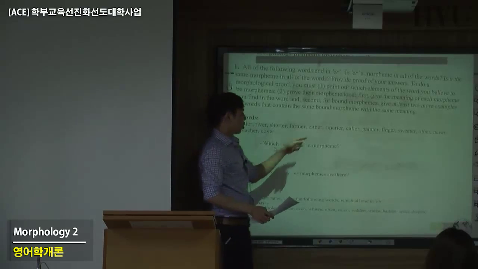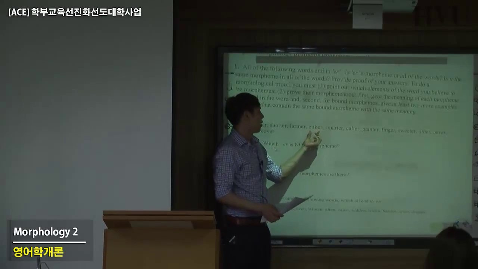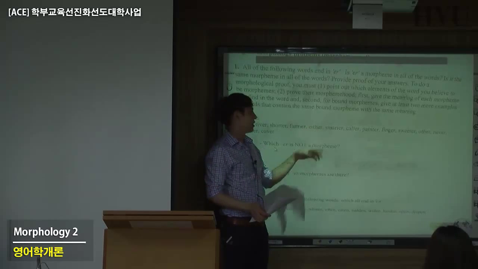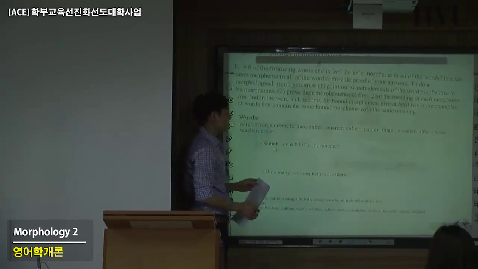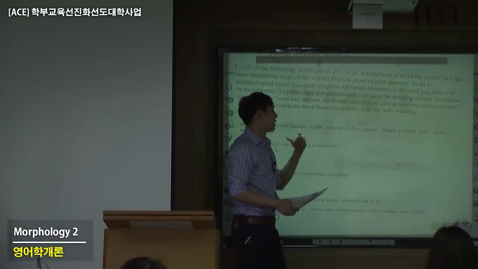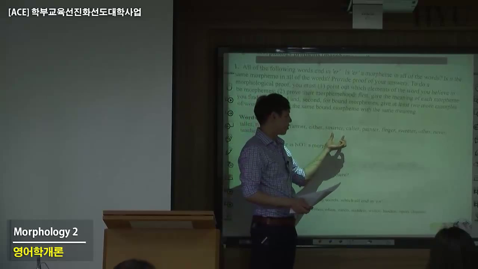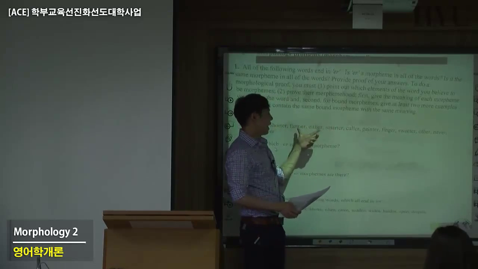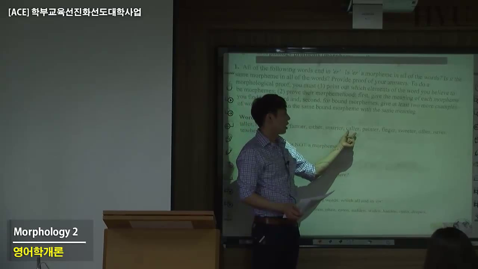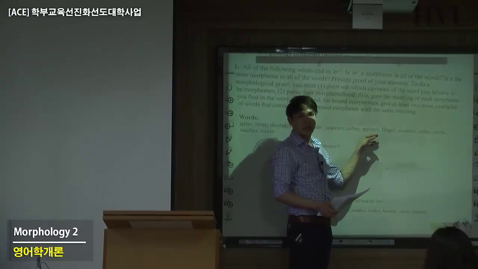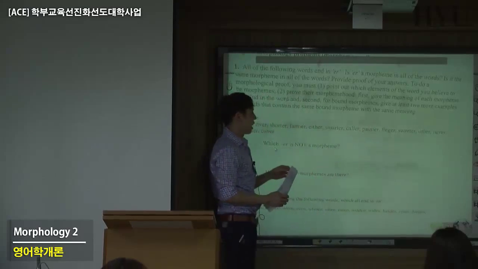Either? No, right? Because we don't have the word eith or eth like that. So no, okay? Smarter, yes. The comparative degree of the adjective. So only two up to this point, river and either. Caller, yes, a person who calls. Painter, yes, a person who paints.